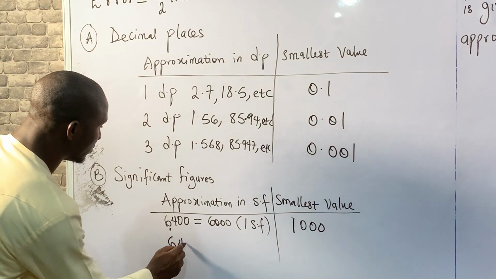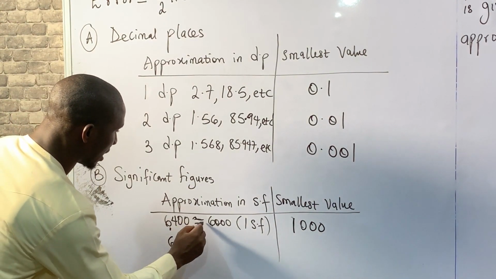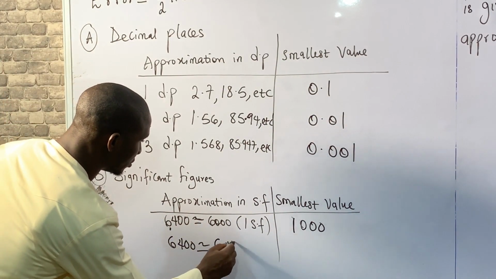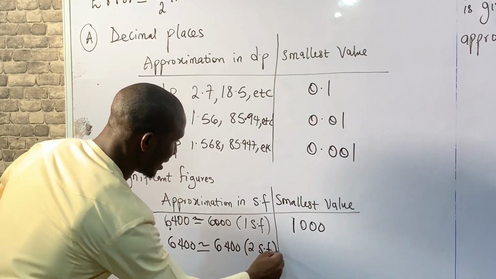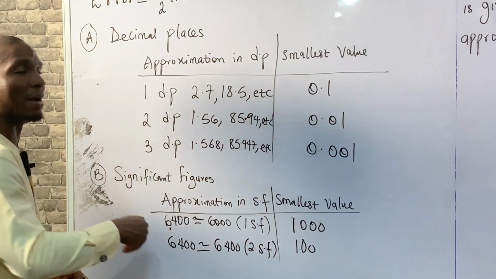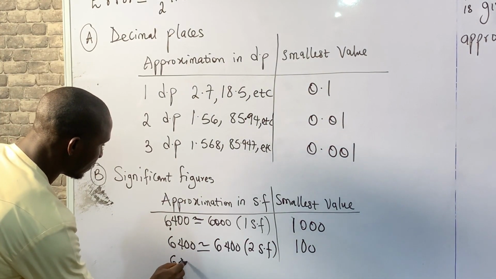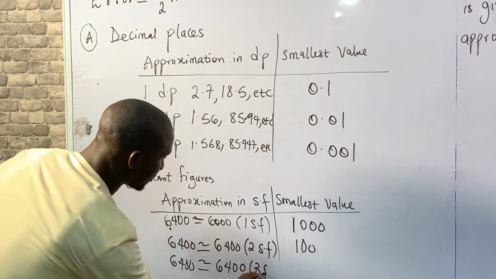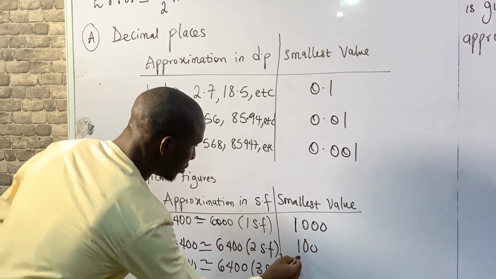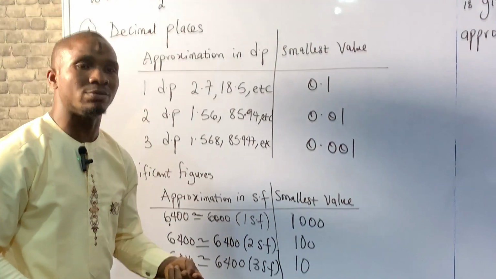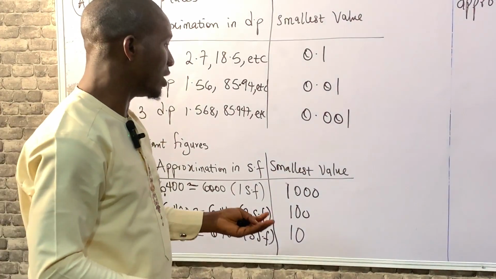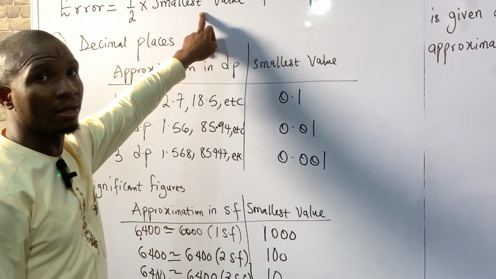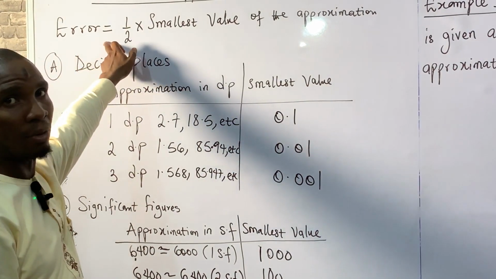We can also decide to approximate this number to two significant figures. That will be 6,400, and the smallest value is going to be 100. You can also approximate to three significant figures, where the answer still remains the same, and here the smallest value is going to be 10. And if you approximate to four significant figures, the smallest value is going to be 1. So each of the smallest values can be substituted here, then you can estimate your error.